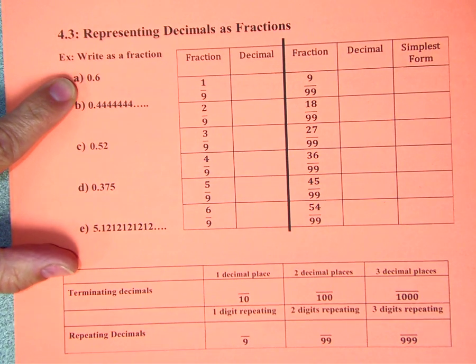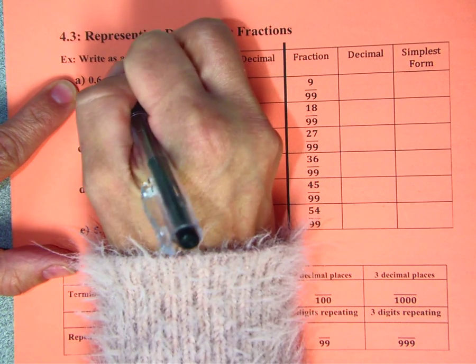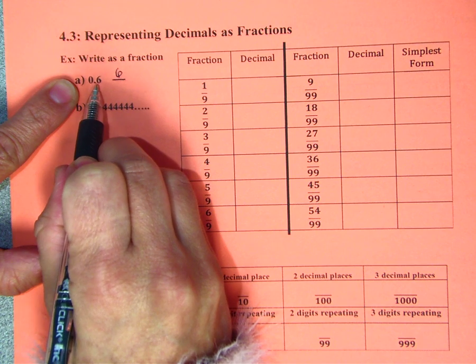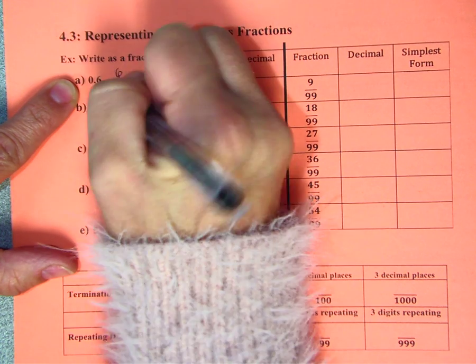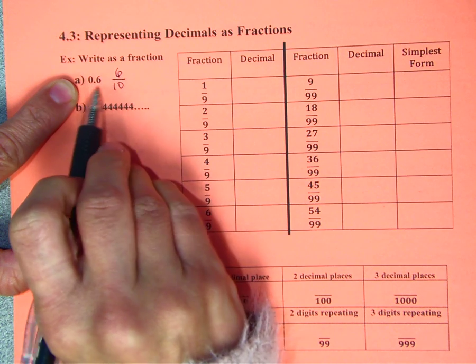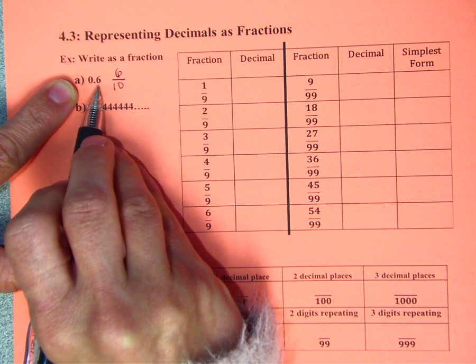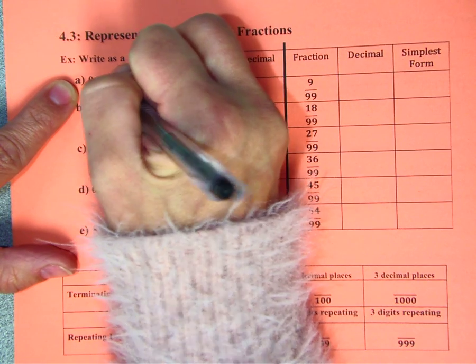So the first one, 0.6. What we do is we put the part that's after the decimal, the 6, in the numerator. And since there's one number after the decimal, we're going to put that out of 10. Again, when we read decimals, we sometimes say 0.6, but we read this as 6/10 because that's the 10th spot. And then that would be the fraction.